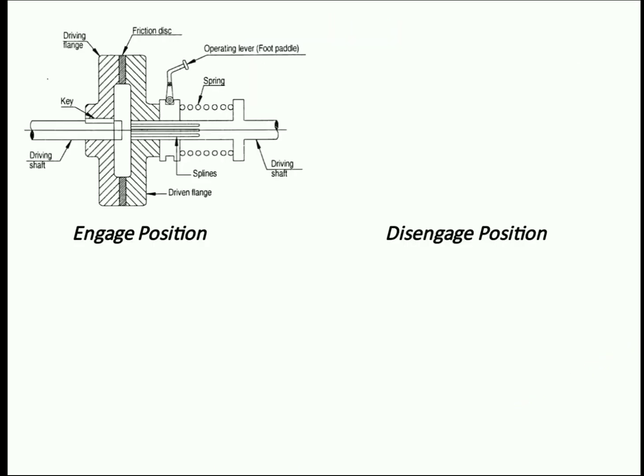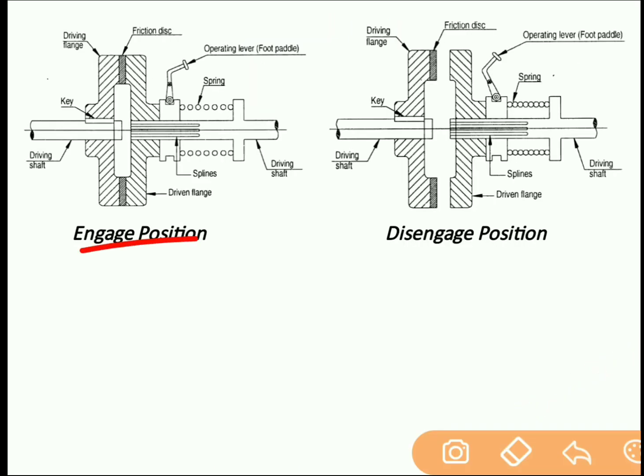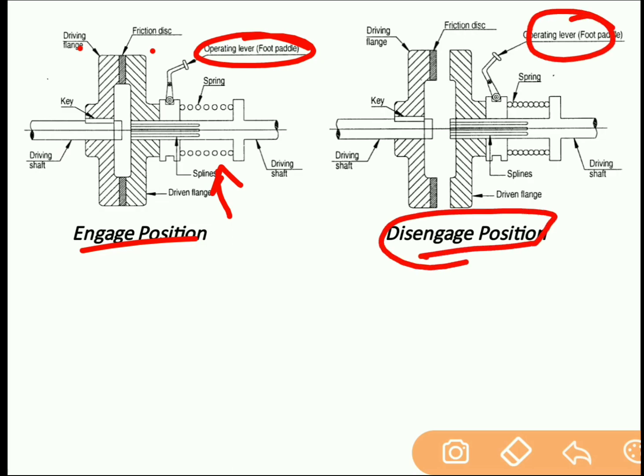You can see two positions over here: the engaged position, in which two discs are connected, and the operating lever over here. So effort is applied on this operating lever. There is a spring. When you press the operating lever, the clutch is disengaged. So when the effort is applied on this operating lever, the spring will get compressed, and as the spring gets compressed, these two discs will disconnect, and when these two discs disconnect, power won't transmit from the driving shaft to the driven shaft.